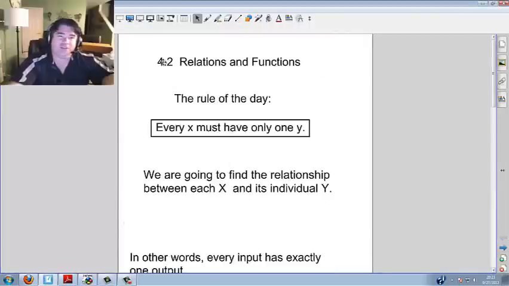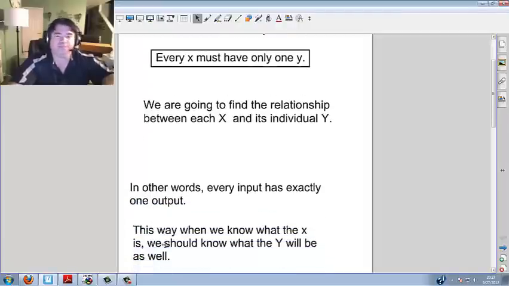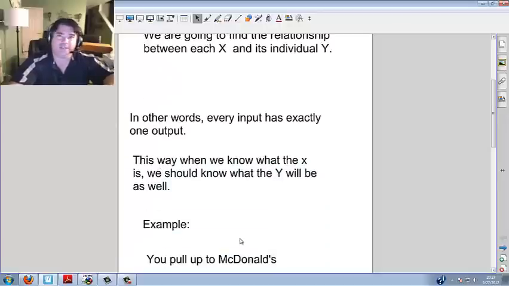Alright, let's begin. So 4.2, Relations and Functions. The rule of the day: every x must have only one y. We're going to find the relationship between each x and its individual y. In other words, every input has exactly one output. This way, when we know what the x is, we should know what the y will be as well.